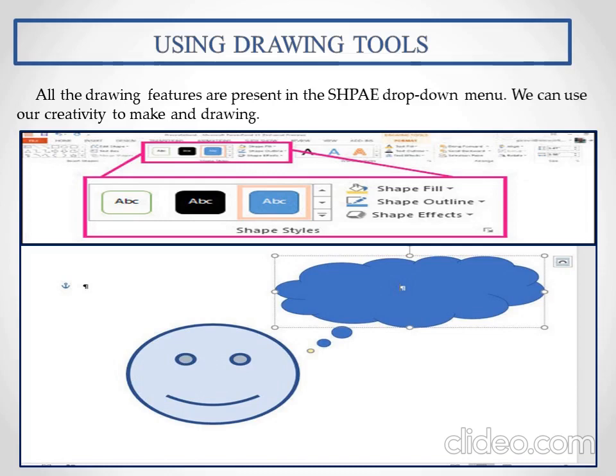So here you can see a smiley, and after the smiley I have added a talking cloud. The cloud one is actually called a callout, which I have done. And if you want to give a fill effect, where you fill with colors and paint, how would you do it?